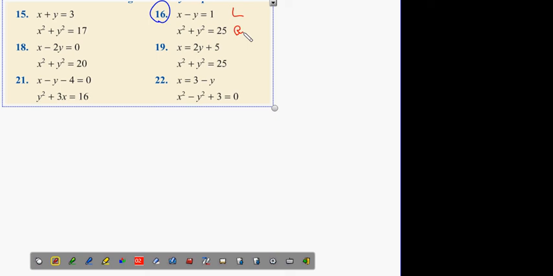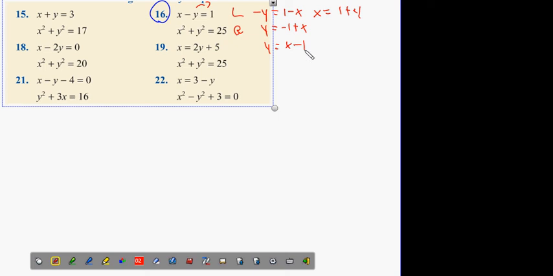Which letter do I get on my own? Well, I think I'll move the y over the other side, and I'll get x equals 1 plus y. Everybody happy with that? Can you use x as well? To use x, I would have got minus y equals 1 minus x. I don't want minus y, I want plus y. Then I can multiply both sides by minus, and I would have got y equals x minus 1.